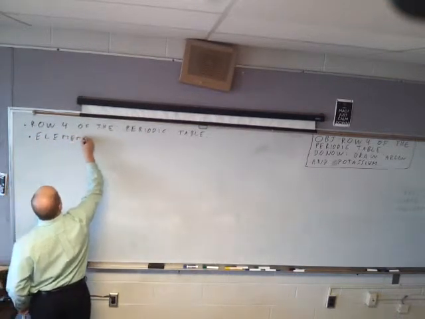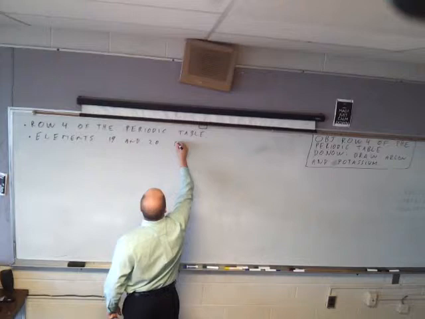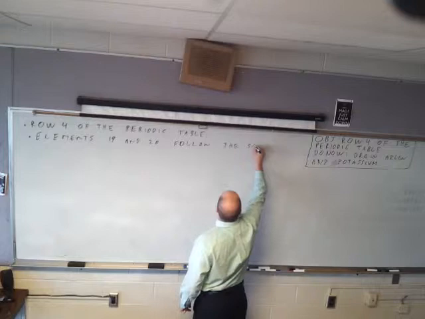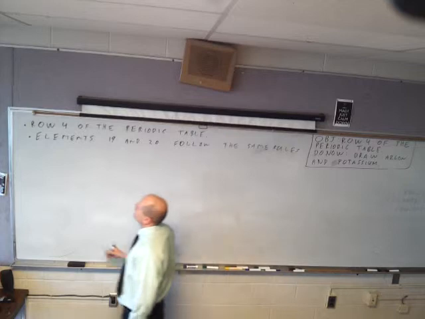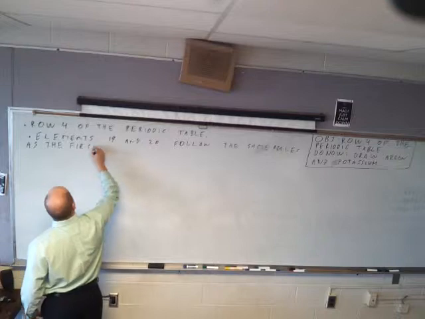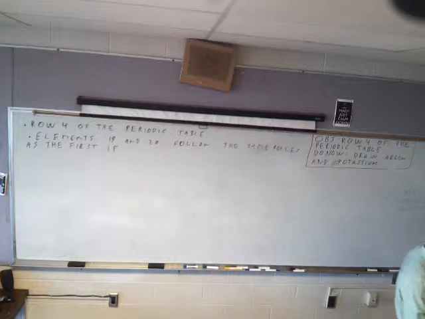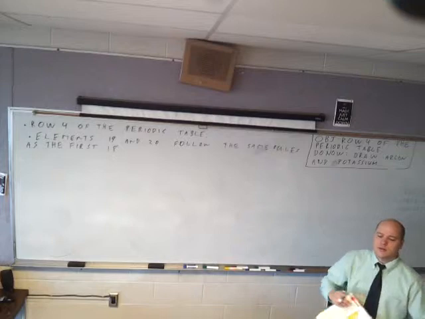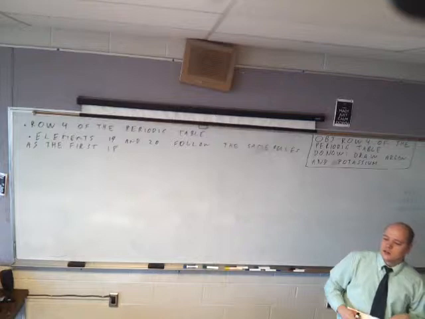So elements 19 and 20 follow the same rules as the first 18. So for example, if we look at potassium, and while you're taking notes today, it's helpful if you have a periodic table out so you can look at it. So potassium is the first one in row 4, so it's going to follow the same rule.